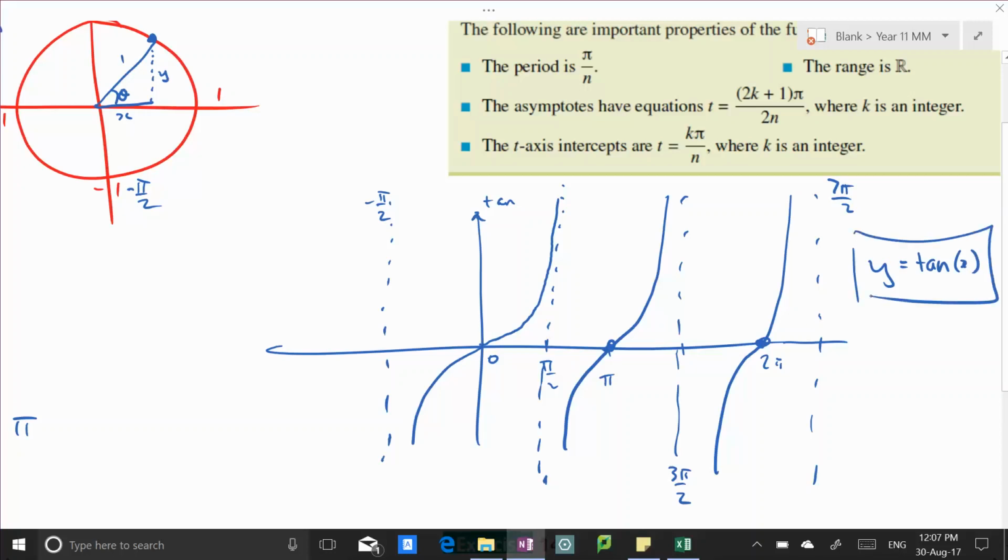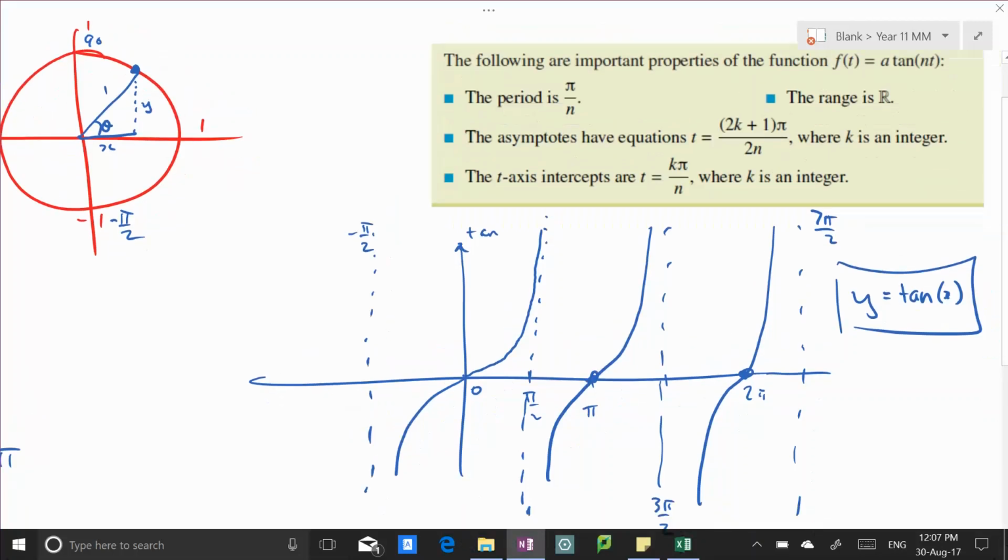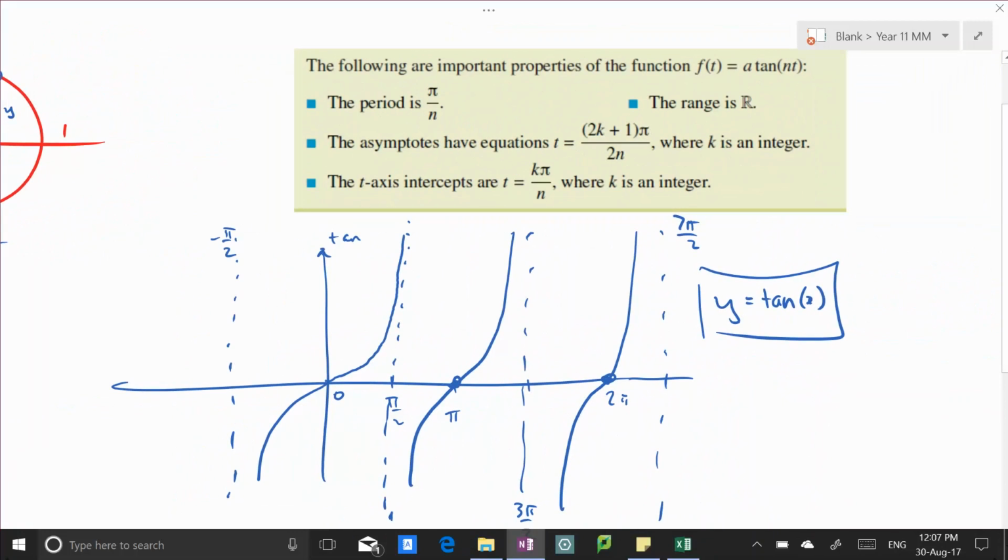Okay, so that's your typical graph. One cycle is from negative pi on 2 to pi on 2, and it's a period of pi. And that's what we were saying here. So what this table over here is saying, period is pi on n. A is just the vertical stretch. So if you change A, it just makes it thinner. That's all it does. N tells you how many cycles you have from one to the other.